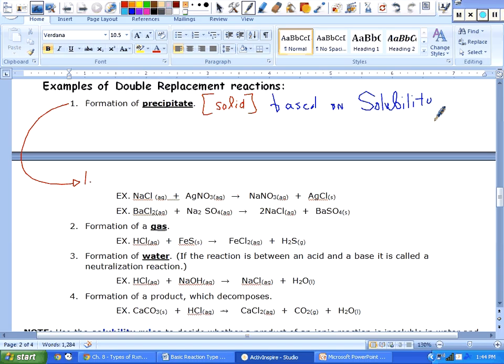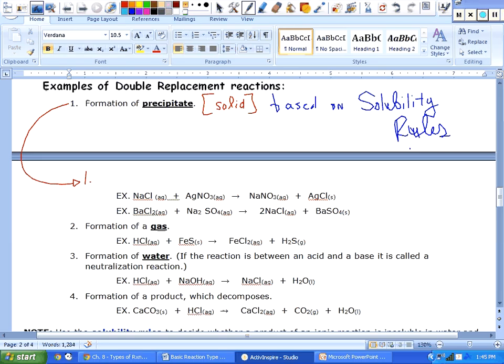It is based on your solubility rules. Now, what are your solubility rules? Here's the best news of the day. You only have to know the first 3. You are only required to know the first 3, and it's even easier than you're thinking. By the time we get done talking about them, you're going to know what those 3 are.